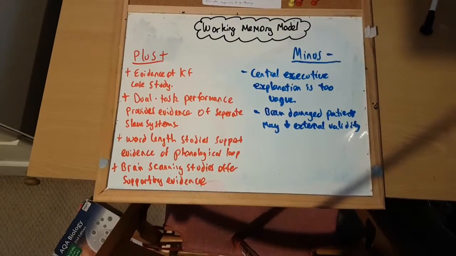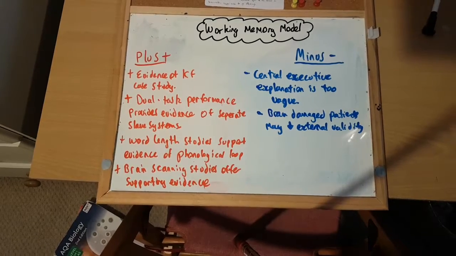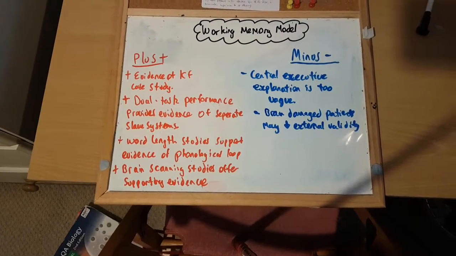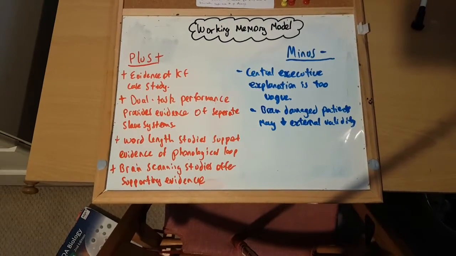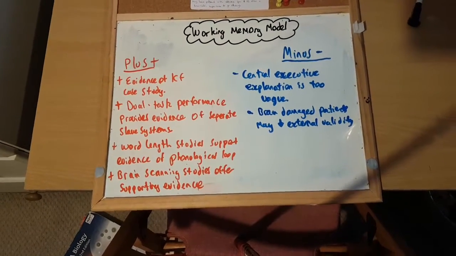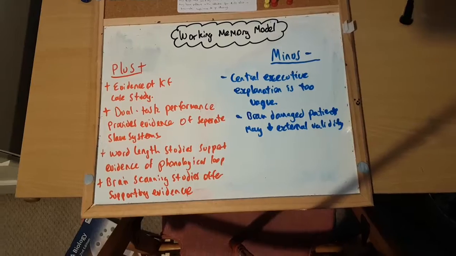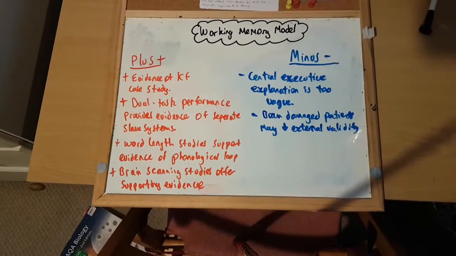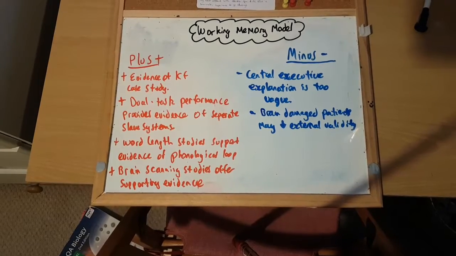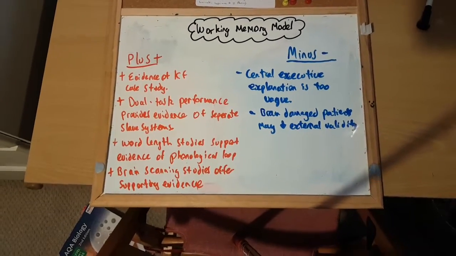Another advantage is the word length studies support evidence for the phonological loop. So words that increased in size then showed that it was harder for the phonological loop to process and memorize. So this is obviously good evidence to show that the phonological loop does exist.